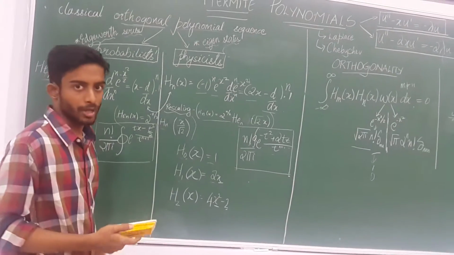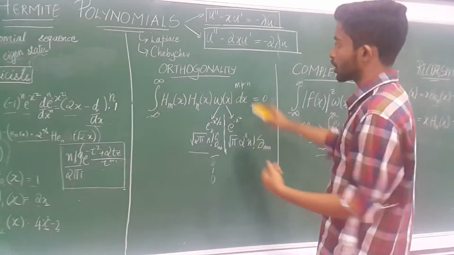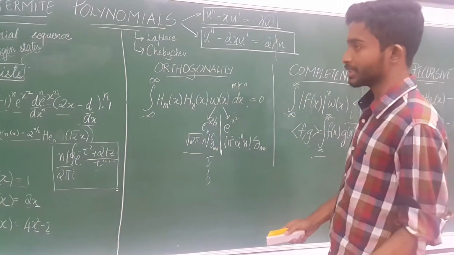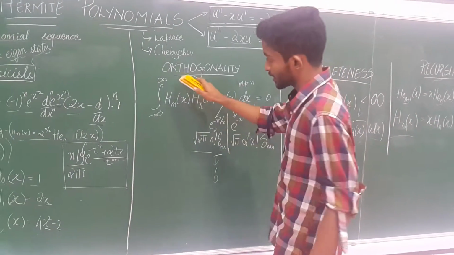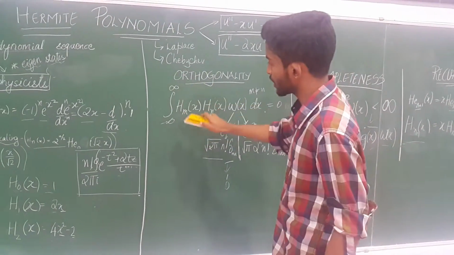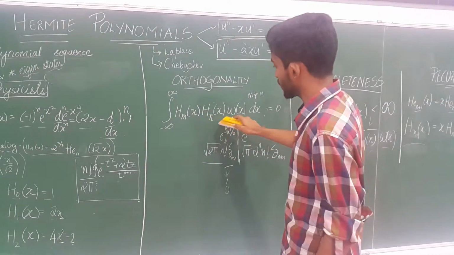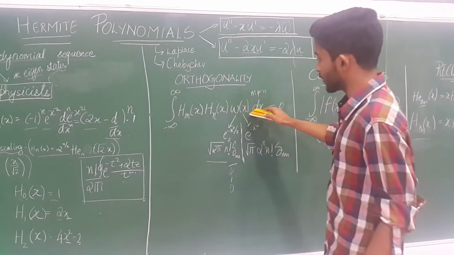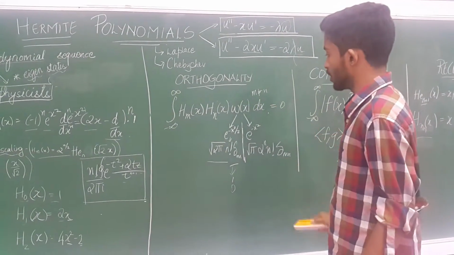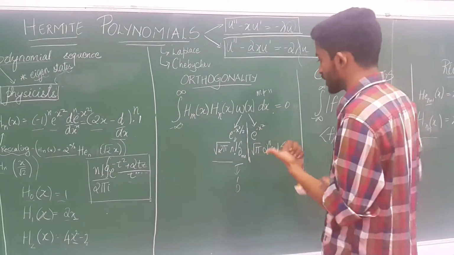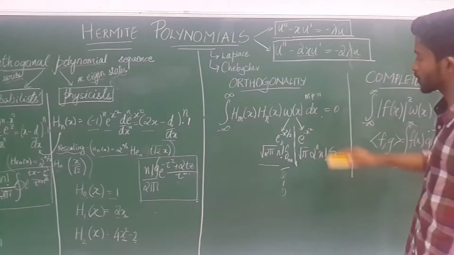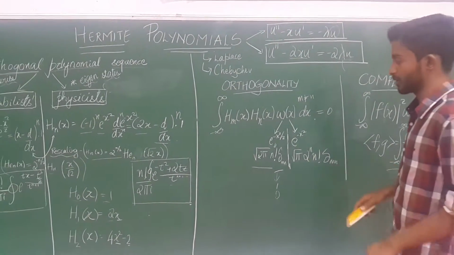Now let us see the properties of Hermite polynomials. As we have seen, Hermite polynomials are orthogonal, that is, they satisfy the orthogonality property. The orthogonality property states that the integral from minus infinity to infinity of Hm(x) times Hn(x) over a weighted function is equal to 0, where the weighted function is e^(-x²/2) for probabilistic Hermite polynomials and e^(-x²) for physicist Hermite polynomials.